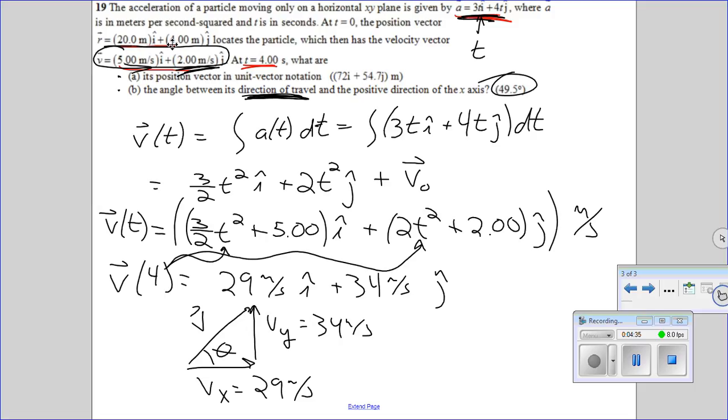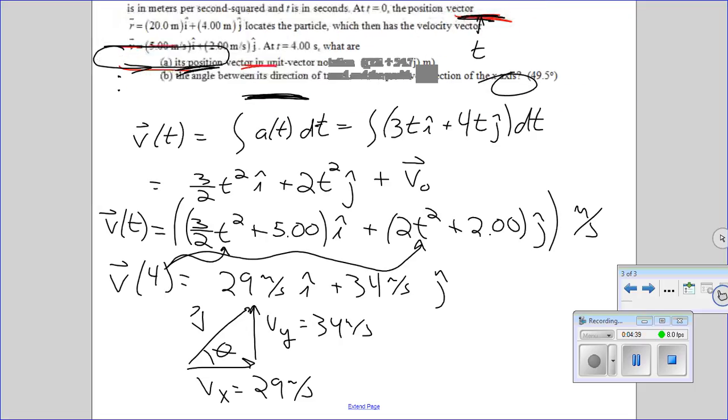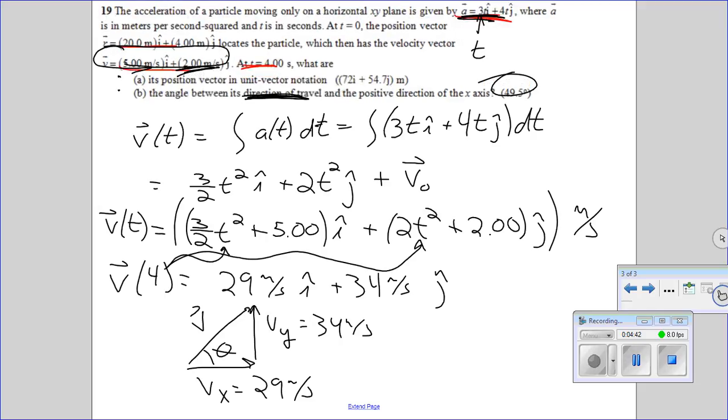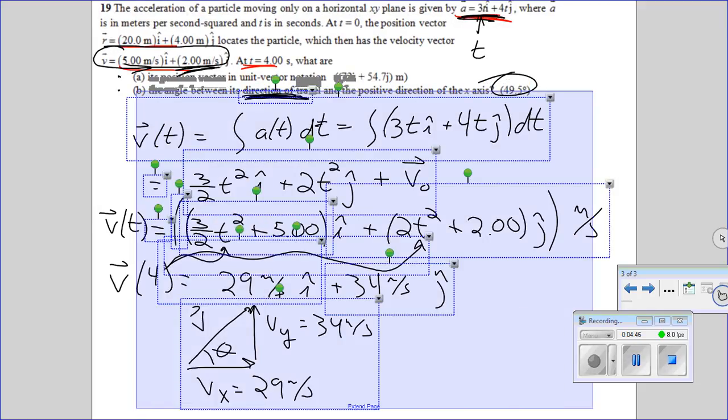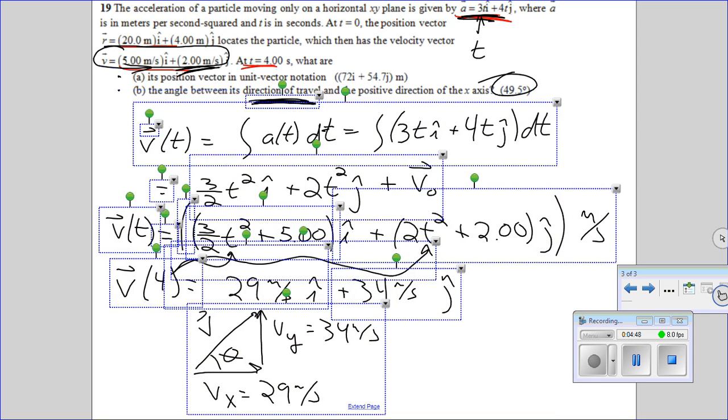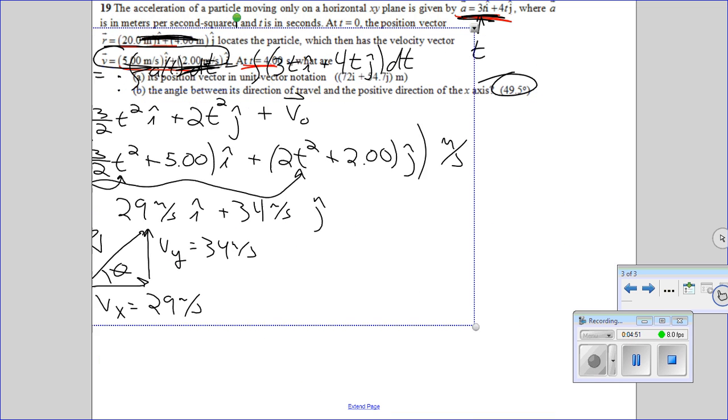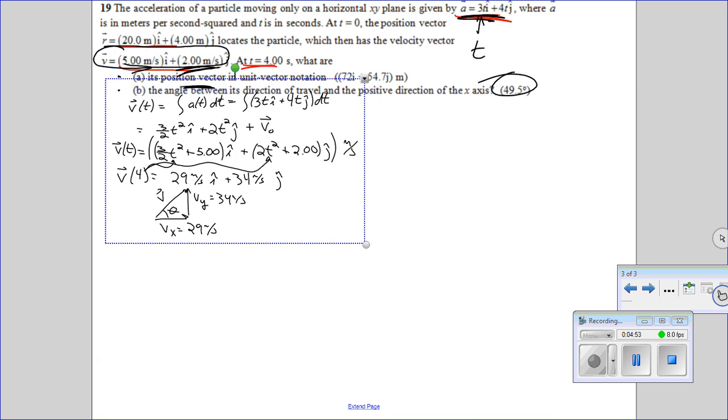So now the next thing we have to do is figure out what the position vector is at that same time. So, whoa, that is not what I wanted to happen. Oops. All right, that'll do. I think that gives us enough room.